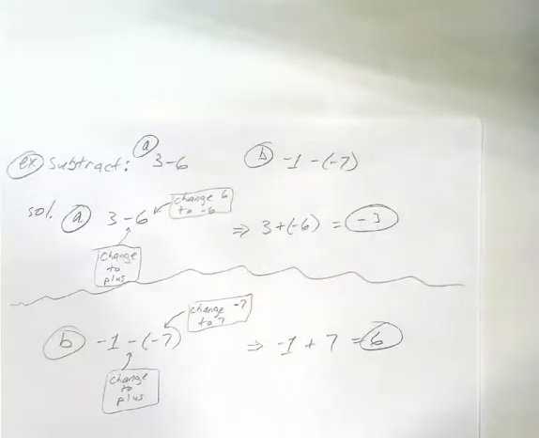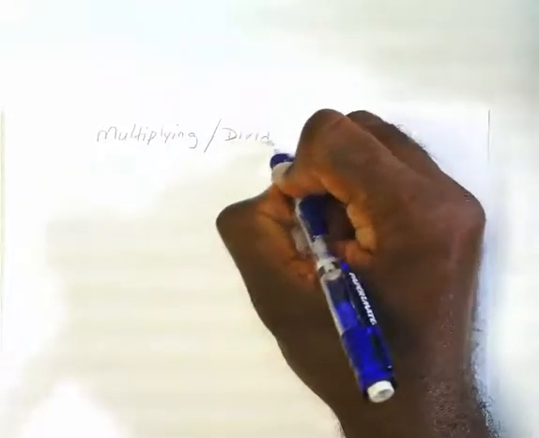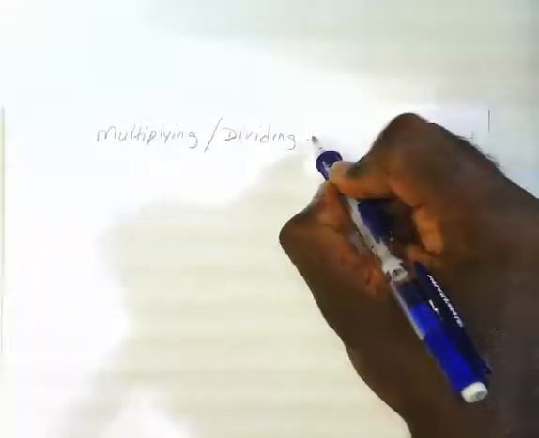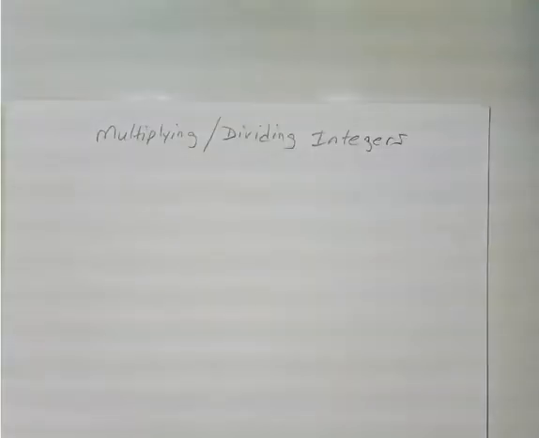Alright, so now we can go to multiplying and dividing integers. Now, when multiplying or dividing integers, you basically have two rules.